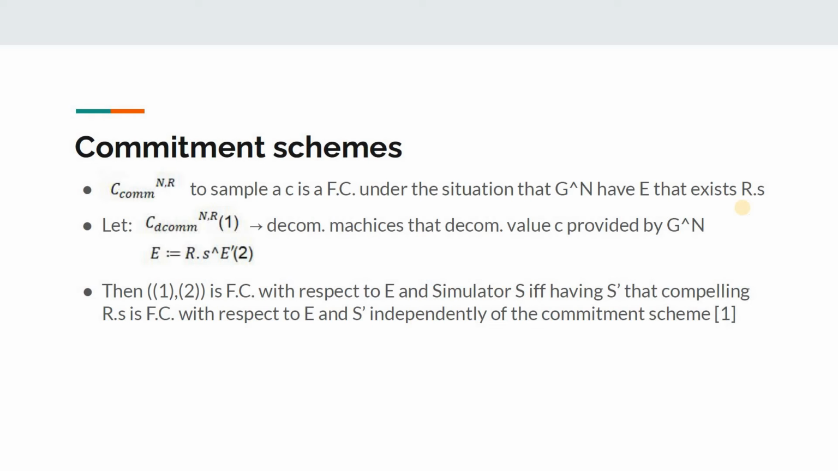So the action is an FC, and then we have two formulas. The first formula is a decommitment machine that decommits the value of C provided by the government, and E means that we have RS in the evidence here. Combining these two formulas and putting them into a commitment scheme, this commitment scheme is an FC with respect to E and the simulator S, if and only if there is a simulator S' such that computing RS is an FC with respect to E and S', independently of the commitment scheme.